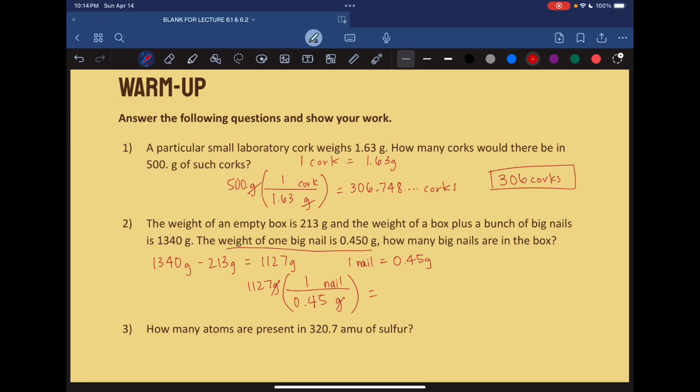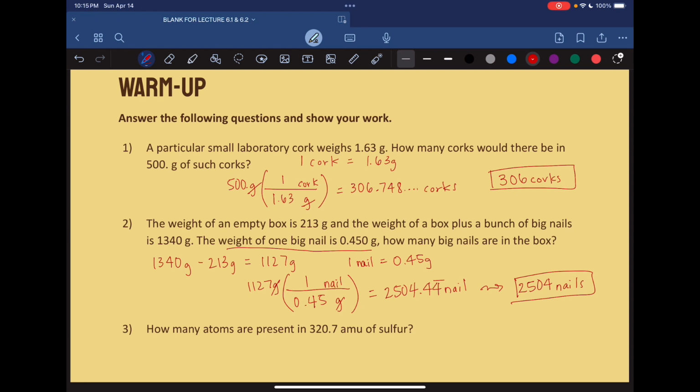1,127, parentheses, 1 divided by 0.45, end parentheses, and I would get 2504.44 nails. So how many nails are in this big box? Approximately 2504 nails. Because we can't have 0.44 of a nail.